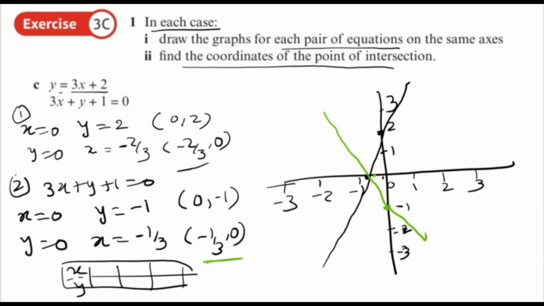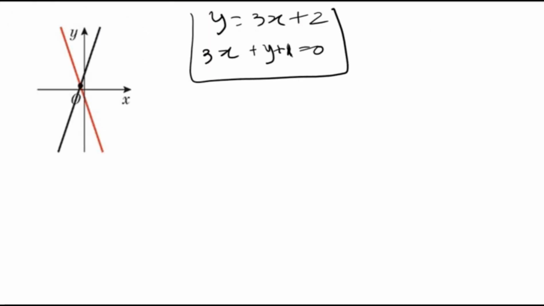Now to do this B part, find the coordinates of the point of intersection. What we have to do is equate these two equations by making y the subject. Okay, let's see. So we have these two equations.